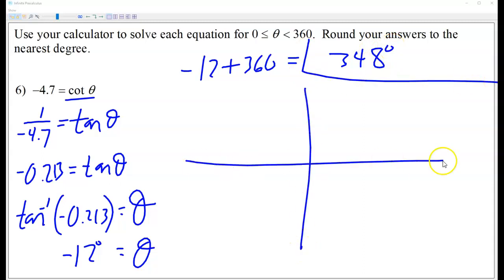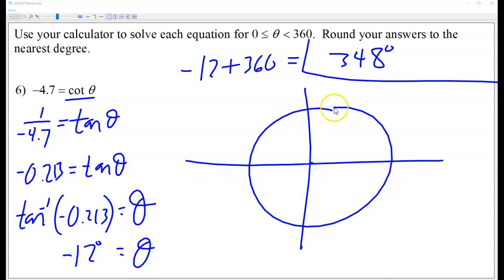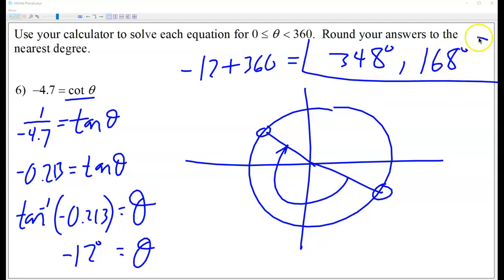We'll go ahead and graph it. 348 is going to be somewhere like around here. So therefore the matching one will be somewhere on this side. And once again, I don't want to add 180 to it to find the other angle, because that's going to go past 360 if I do that. I want to subtract 180 from it this time. So let's do 348 minus 180 to find our second answer, which is 168. And there's our two answers.